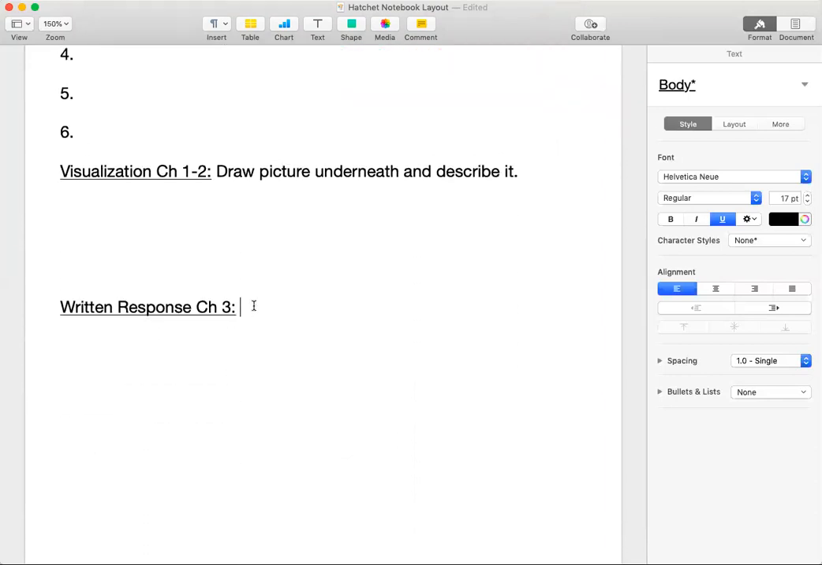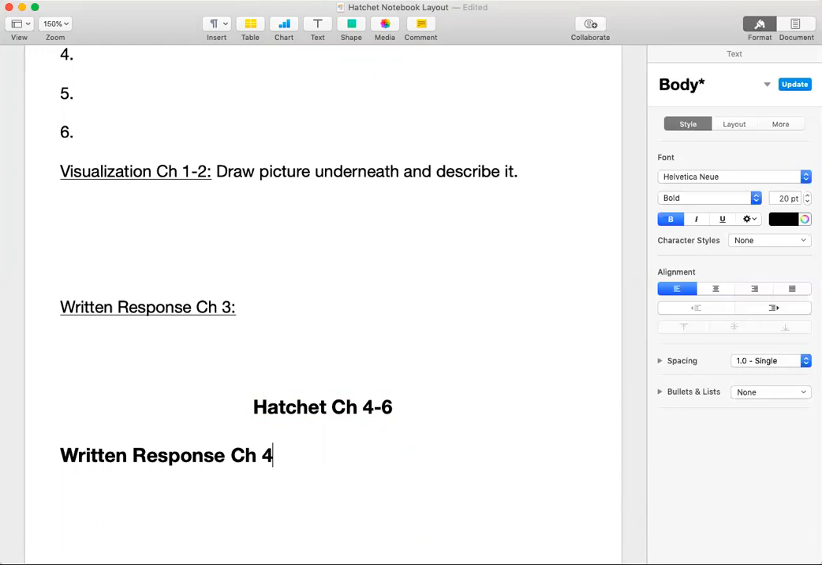And then if I was all done with chapters 1 through 3, my next part would be I could put Hatchet chapters 4 through 6 because that's going to be the next part of our reading. So I could bold that, make it a little bit bigger like I have there. And then just like before, I would start by putting written response. And what would I put after it? I put chapter 4. After that, I would obviously write down the question just like the directions say and then respond to it.